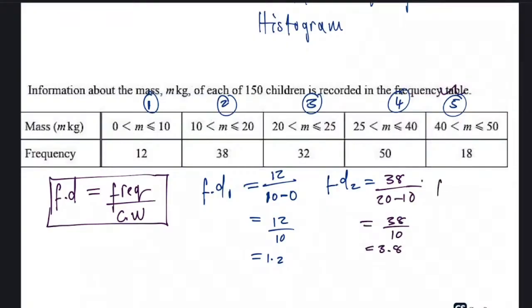Then, what is the frequency density for the third one? It is the frequency over class width. The frequency here is 32, divided by the class width: the upper bound minus the lower bound. So it's upper bound 25 minus the lower bound 20, which is 32 over 5. What is 32 divided by 5? That's 6.4. This is quite a high one.